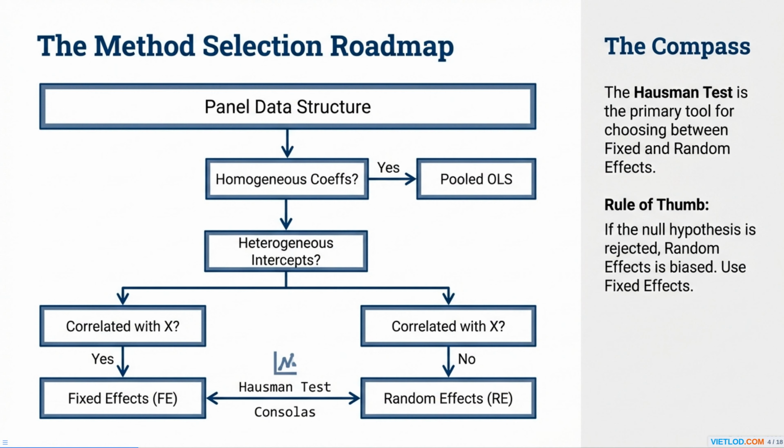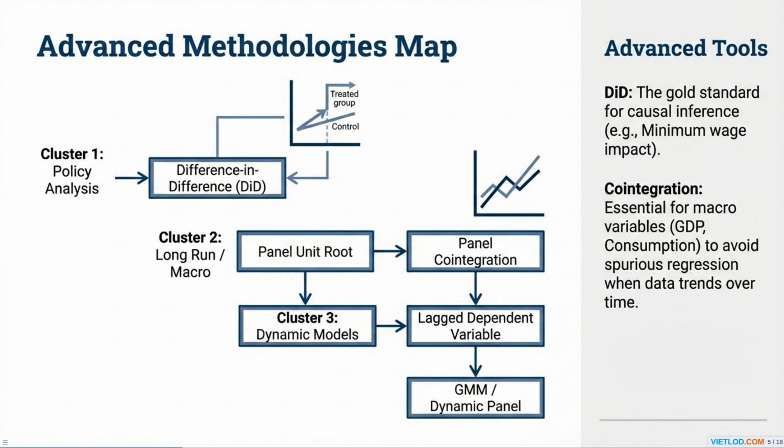The definitive tool for making this distinction is the compass, the Hausman test. This test is the primary method for choosing between fixed and random effects. The rule of thumb states that if the null hypothesis of the Hausman test is rejected, meaning the individual effects are correlated with the regressors, then the random effects model is biased. In such a scenario, the fixed effects model must be used to ensure consistent estimates.